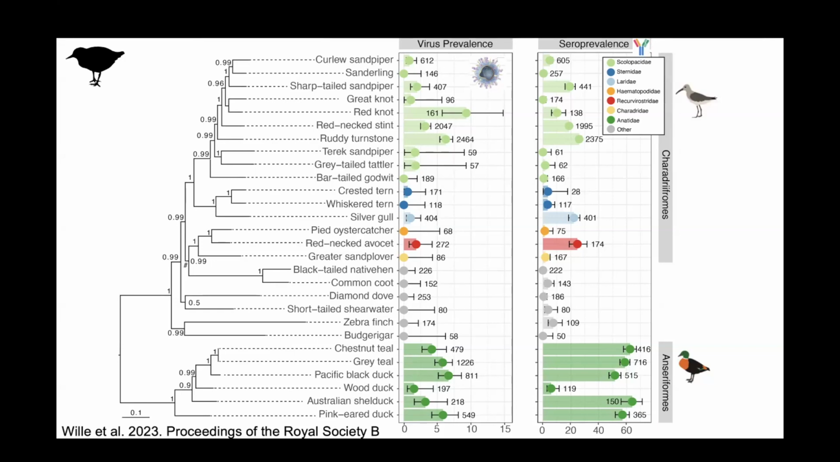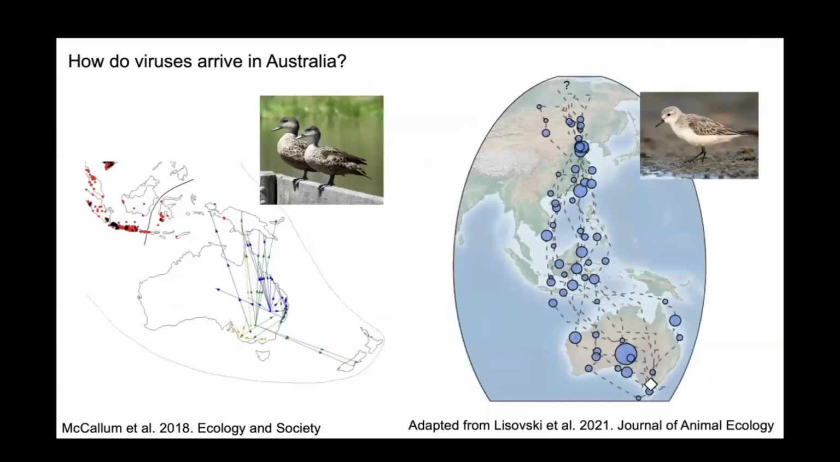Now that we understand this, we can try to work out how viruses can be moved between Australia and Asia, okay? So in most of the world, the story is all about ducks, ducks, ducks. Ducks have the highest prevalence, and they are the movers of this virus. But the thing is, Australian ducks are actually endemic to what we call the Australo-Papuan region.